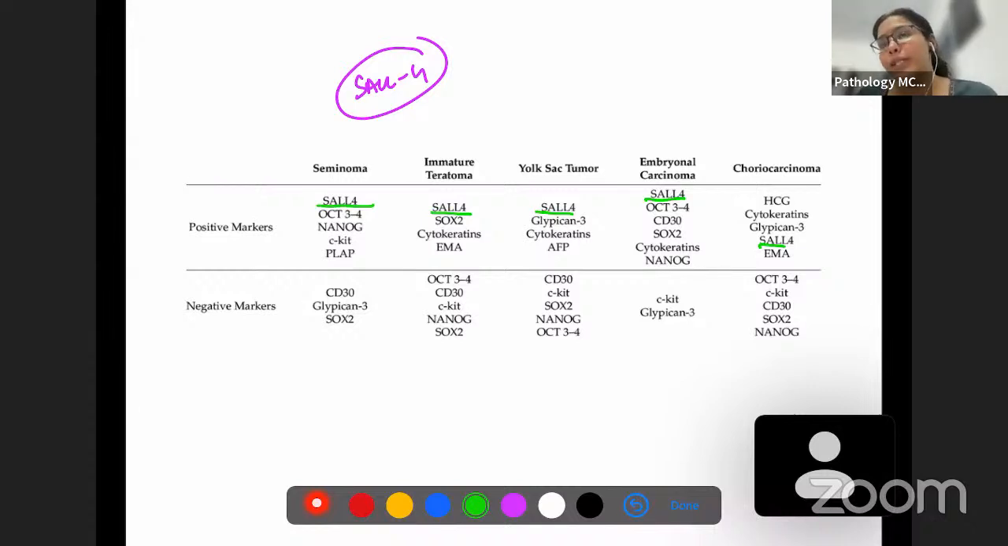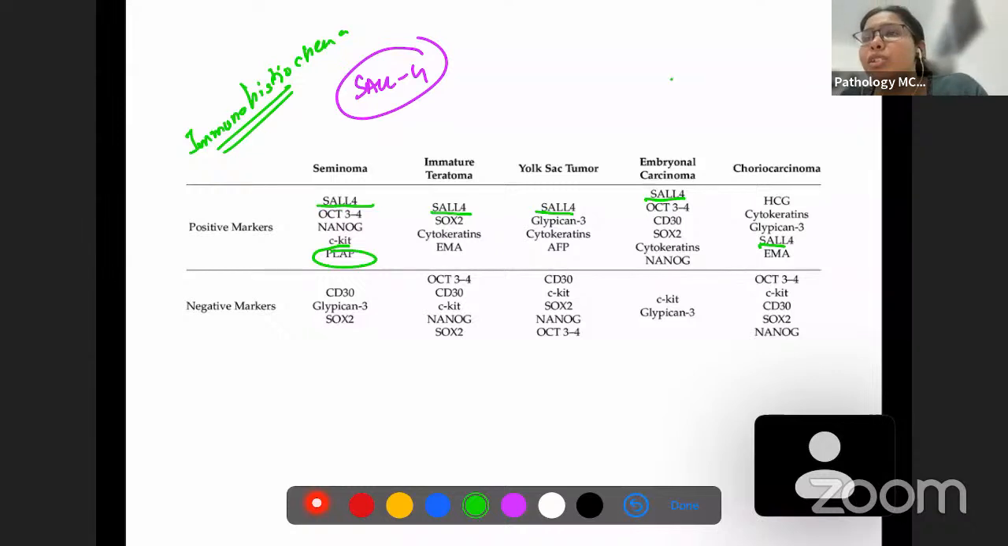A few markers are unique to each disease. So in seminoma we have PLAP. As we already discussed, PLAP is a serum marker also. It can be tested in the serum, or it can be done in the tissue as an immunohistochemistry also. What is immunohistochemistry? Usually the antigen is present in the tissue, and we add an antibody, and then we give a chromogen which gives color, and in the stain it will appear colorful so that we can see it under a microscope slide. So this is what happens in immunohistochemistry.